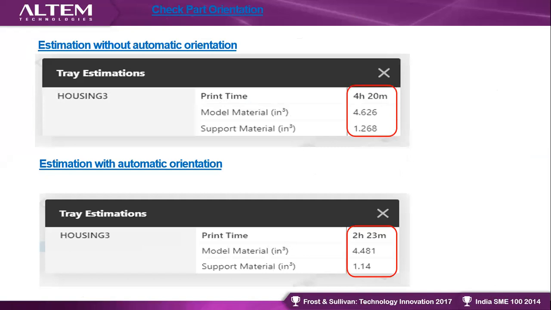So these are the estimations without the automatic orientation and with the automatic orientation. That means almost 50% of my time I'm reducing, and obviously my material also, because when the time increases, obviously the material is going to increase, right? The estimation without automatic orientation is going to take around 4 hours 20 minutes, and the estimation with automatic orientation is 2 hours 23 minutes. That's almost 2 hours I'm reducing with just one click of the auto orientation button, right?